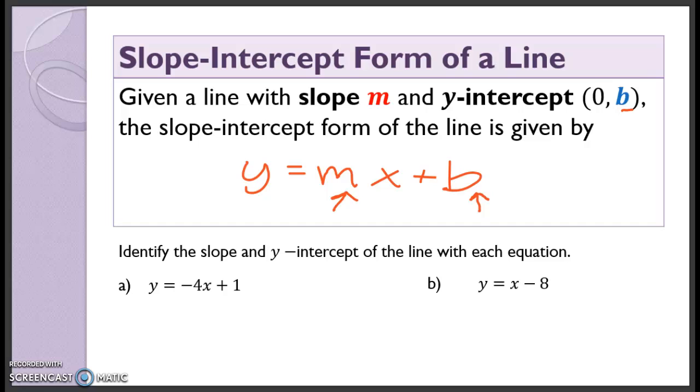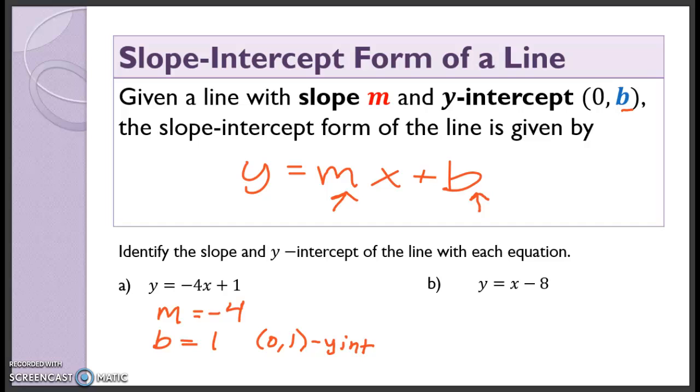So as we look here at A, what is m, or the slope? M equals -4. So that is the slope. Okay. B equals 1. So the point 0, 1 is the y-intercept.